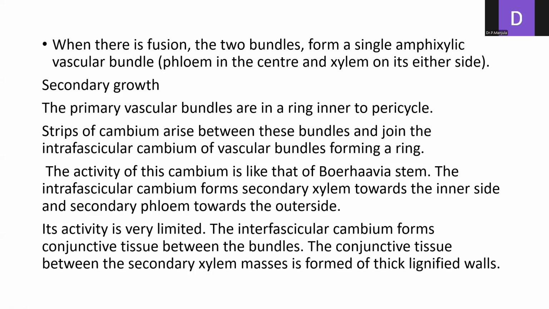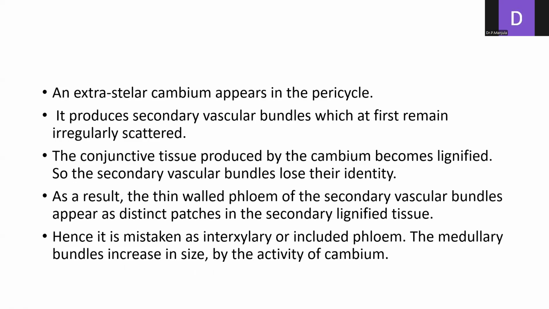And the cambium strip, that is the intervascular cambium present between the two vascular bundles, is producing the conjunctive tissue. Okay, so this is the abnormal activity. An extrastellar cambium appears in the pericycle and produces the secondary vascular bundle.